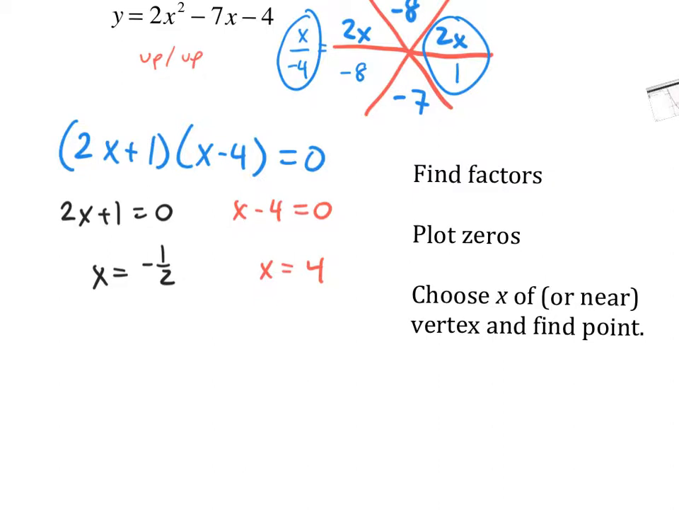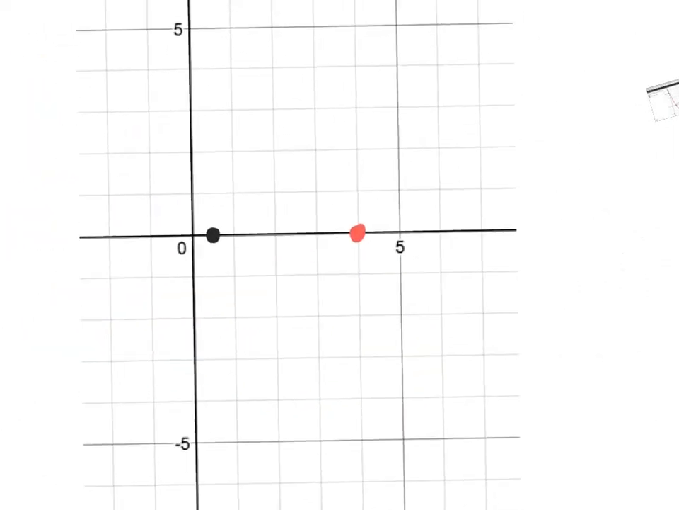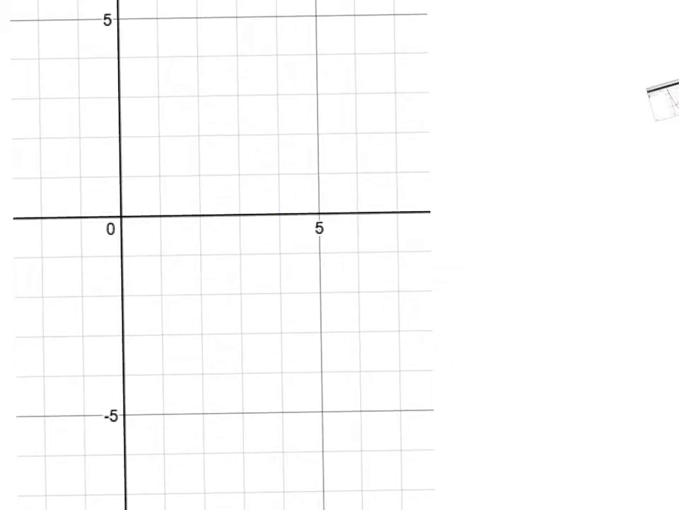Now, next step, I found the factors. Now I'm going to plot the zeros. These right here are my zeros, also known as your x-intercepts, also known as your solutions, also known as your roots. So x is negative 1/2 is right there, and x is positive 4 is right there. Is one of them negative? Yep, thank you. So let me clean that up. So negative 1/2 is here, and positive 4 is there.